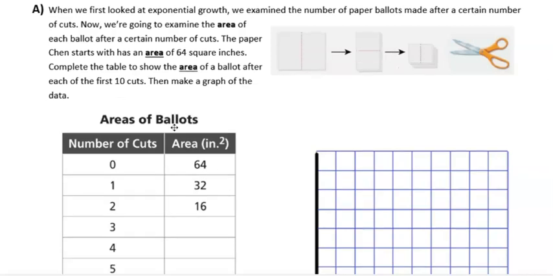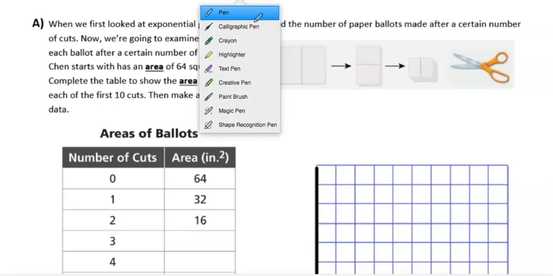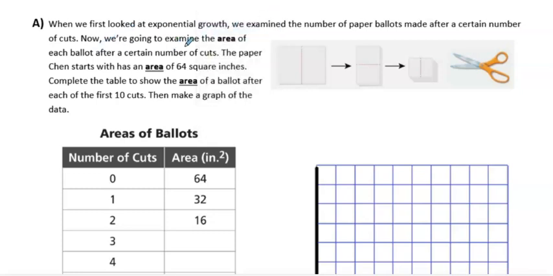And now we have another example similar to that. Okay, so we first looked at the exponential growth when we looked at the number of ballots that we did in class. Now we're going to examine the area of each ballot afterwards, right? So first we cut the piece of paper. How many ballots do we have? And it was increasing exponentially. Went from 1 to 2 to 4 to 8 and so on.